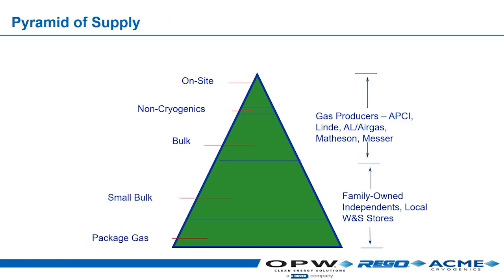All right, this has changed over time, but this is just, again, smallest to largest. Packaged gas is just another word for high pressure cylinders or liquid cylinders, small quantities. And then you jump into bulk tanks, small bulk tanks or micro bulks, then bulk tanks. Non-cryogenics, that's the on-site units I was talking about. Or no, I'm sorry, on-site is above it.